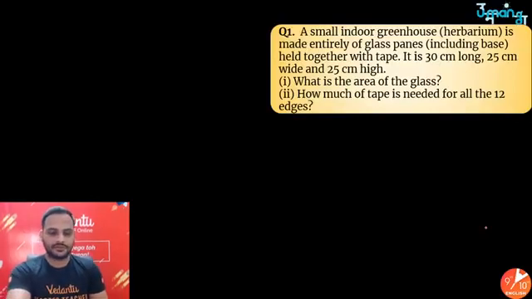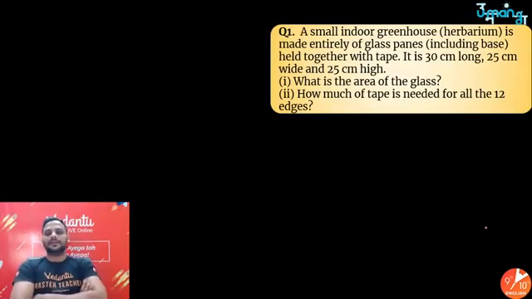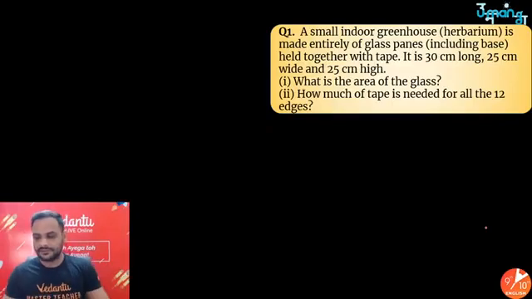Alright, now look at the first question. The question says: a small indoor greenhouse, a herbarium. I think most of you must know, they make it with glass and it will have its own ecosystem. They will grow plants inside it and all that. So a small indoor greenhouse is made entirely of glass panes, including the base. So base, sides, top, everything is made using glass, held together with tape. It is 30 centimeter long, 25 centimeter wide, and 25 centimeter high. That means it is in the shape of a cuboid.